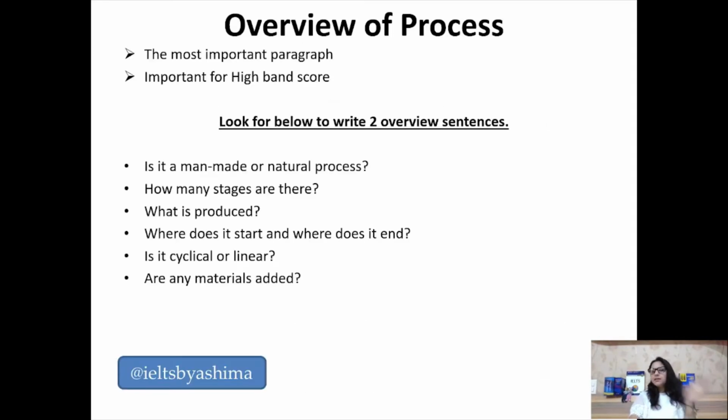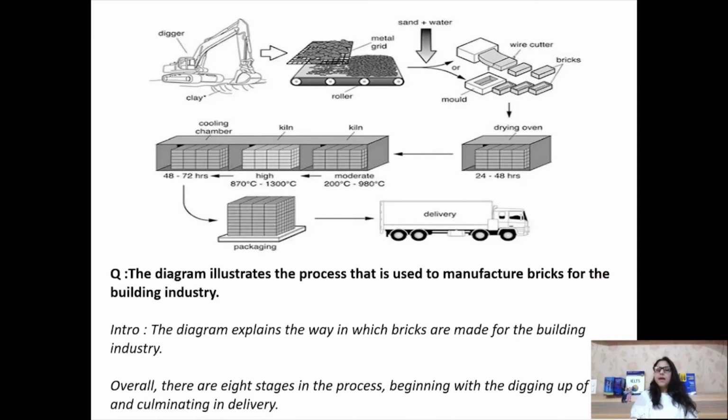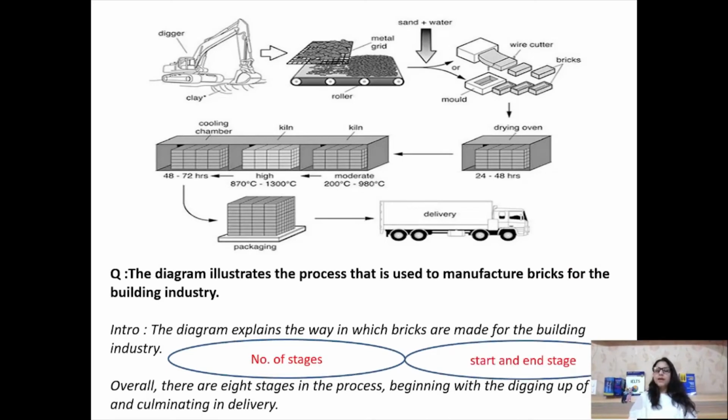Overview में हमने देखा था man-made process कौन सा है, stages कौन सी हैं, what it is produced, कहाँ से process start हो रहा है and where it is ending. So let's see. So obviously we know this is a man-made process. So what we can write? Overall, it is apparent that. Apparent का मतलब होता है clear, ये हमें दिख रहा है, ठीक है? Overall, it is apparent that it is a man-made process.